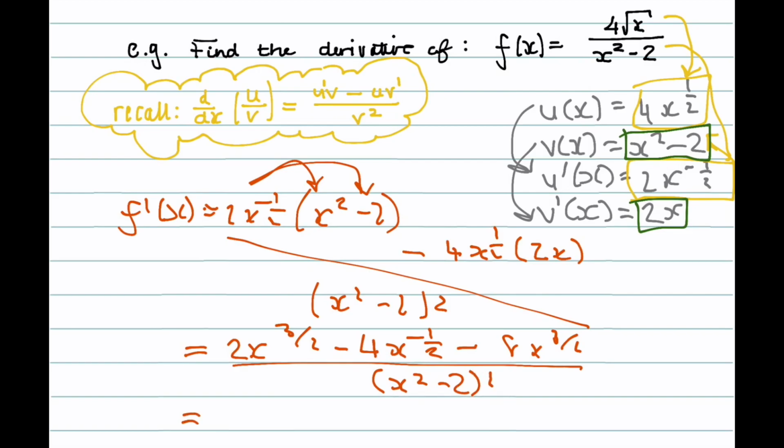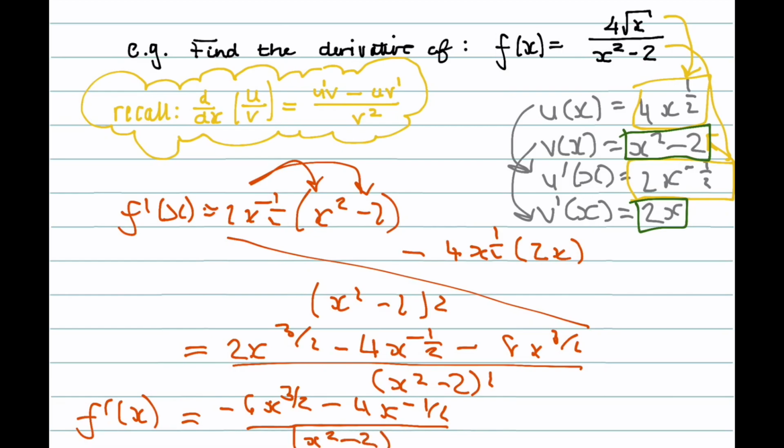And now if we simplify this further, we'll get that this derivative f prime x is equal to minus 6x to the 3 over 2 minus 4x to the minus a half, all over x squared minus 2 all squared. And this is our final answer using the quotient rule to find this derivative.